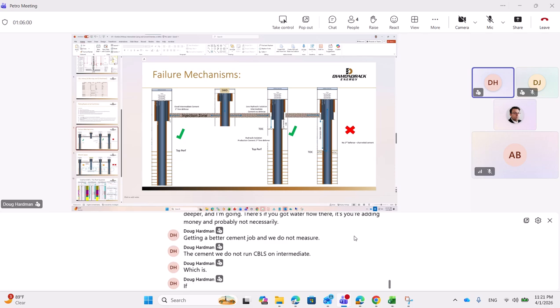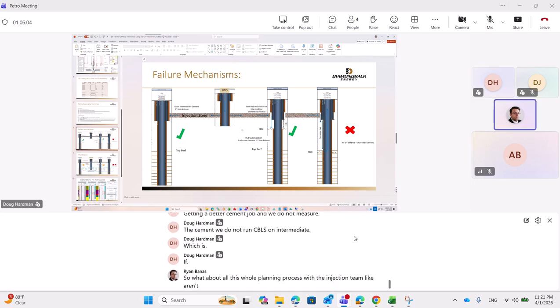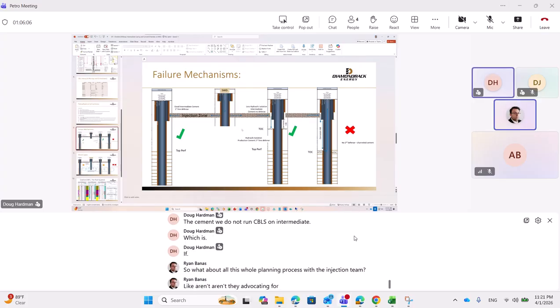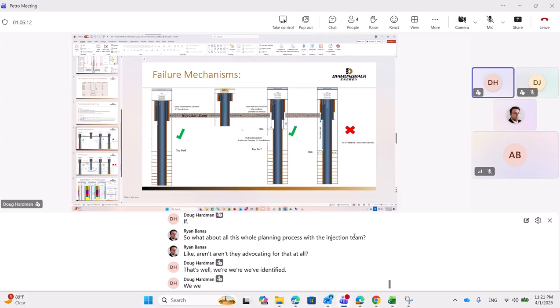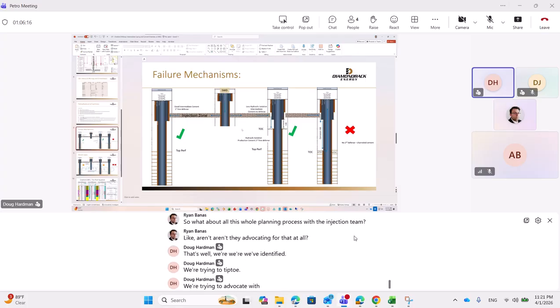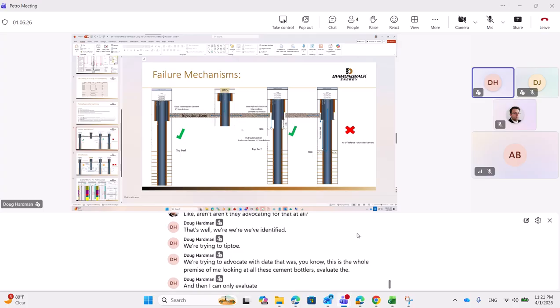So what about this whole planning process with the injection team? Aren't they advocating for that at all? Well, we have identified it. We're trying to tiptoe. We're trying to advocate with data. This is the whole premise of me looking at all these cement bond logs to evaluate, and I can only evaluate the production string because that's the only data that we have.